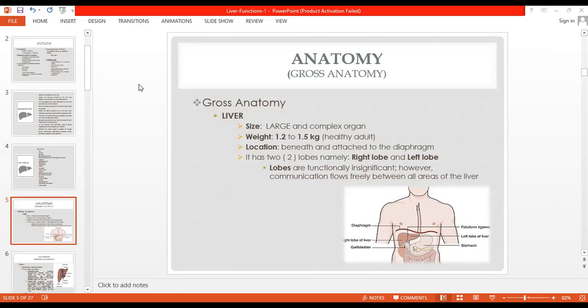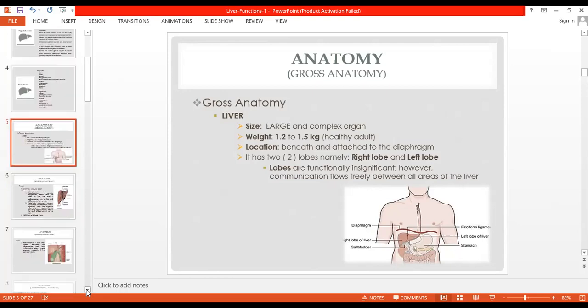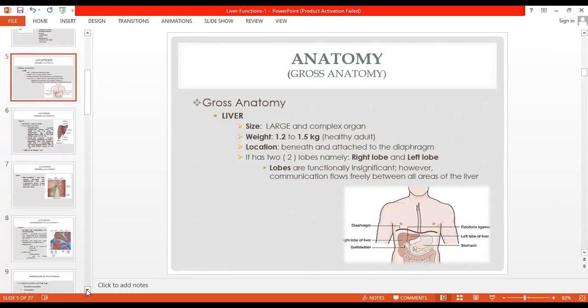approximately 1.2 to 1.5 kilogram in the healthy adult. It is located beneath and attached to the diaphragm, protected by the lower rib cage and held in place by ligamentous attachments. Despite the functional complexity of the liver, it is relatively simple in structure.